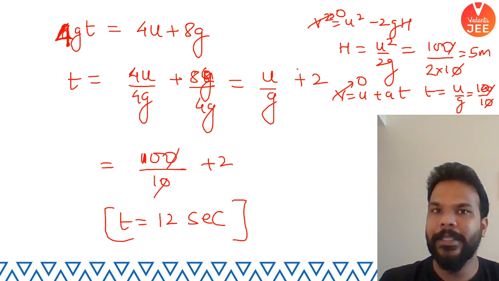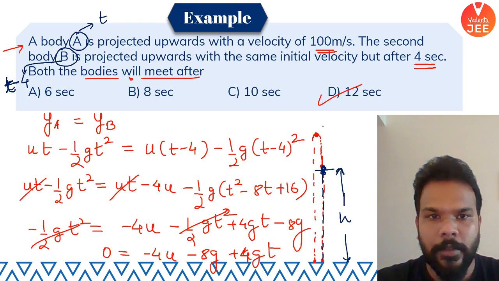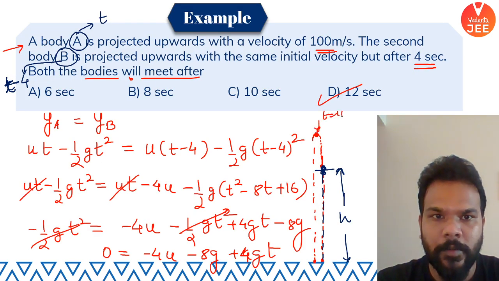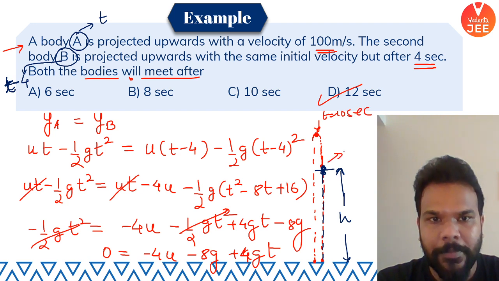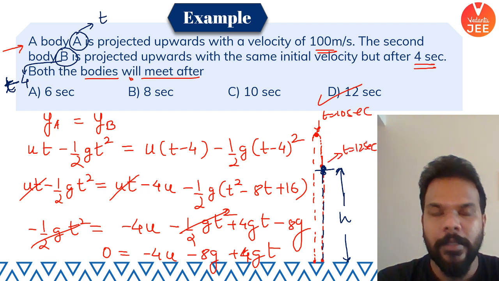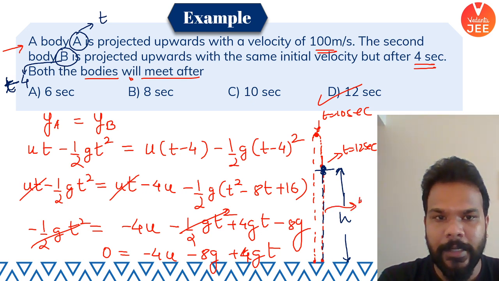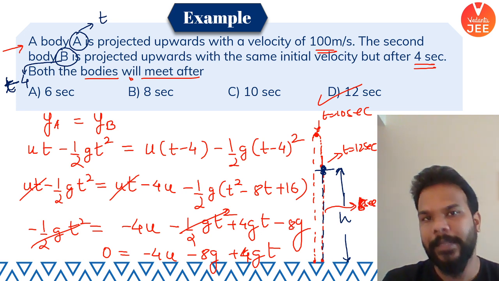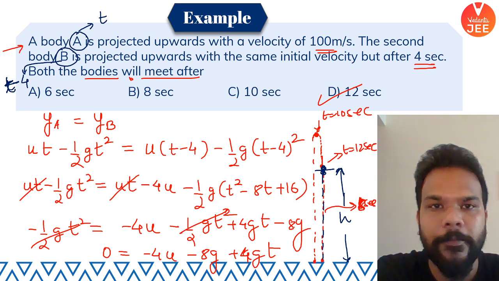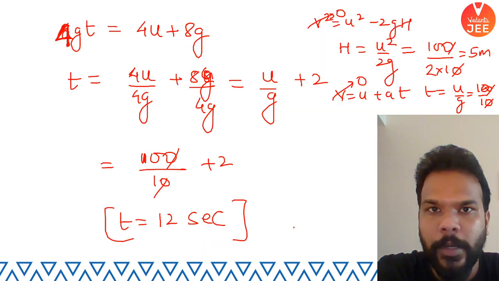For the next 2 seconds it started coming down. So this was achieved at t equal to 10 seconds, and this happened at t equal to 12 seconds. So 4 seconds less is basically what this body traveled, and that is 8 seconds. So the first body has traveled for 12 seconds, the second body travels for 8 seconds only. Okay guys, I hope you understood it.